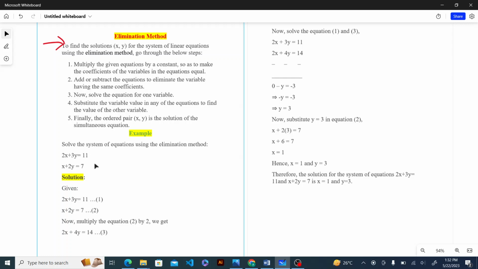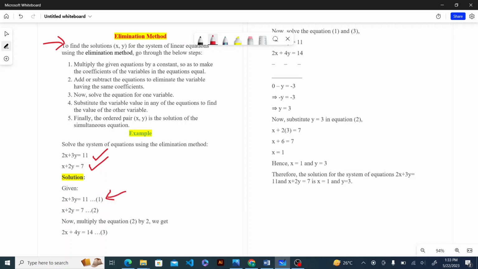We are given two equations. The first equation is 2x plus 3y is equal to 11. The second one is x plus 2y is equal to 7. We are going to give these equations numbers so that we can identify them in further steps. To the first equation we have given number 1, 2x plus 3y is equal to 11 is the first equation, and then x plus 2y is equal to 7 is the second equation, and we have given it the number 2.